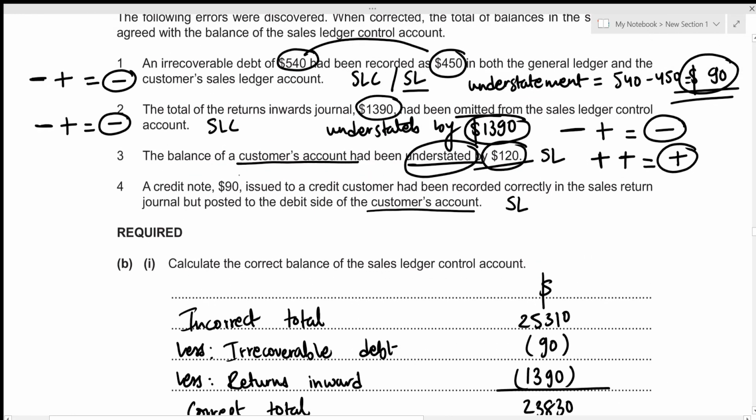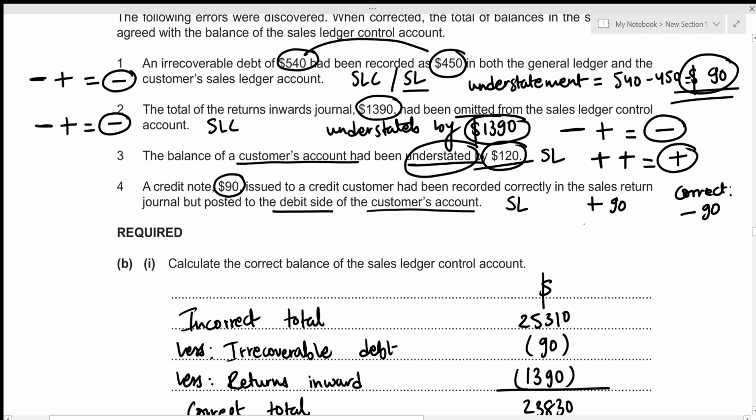We have a credit note amounting to 90 issued to a credit customer, which had been recorded correctly in the sales ledger journal but posted to the debit side of the customer's account. So a credit note should have actually been posted to the credit side of the customer's account, right? And if we posted it to the debit side, then this actually adds in the sales ledger control account, but it should have been actually deducted. So we added 90, right? But what we require, the correct entry, would have been a negative 90, meaning that 90 should have been deducted from our sales ledger balance.